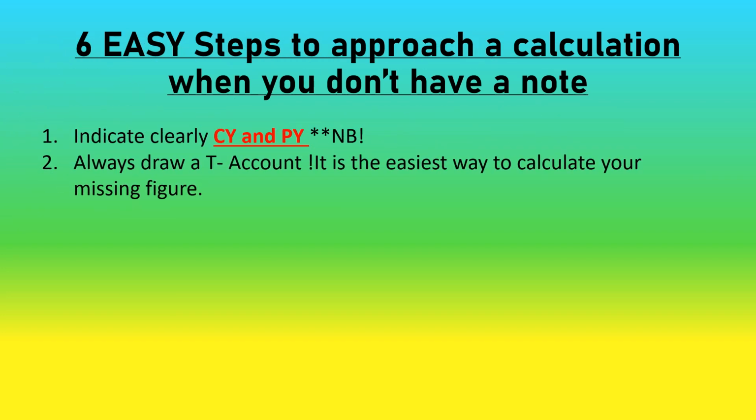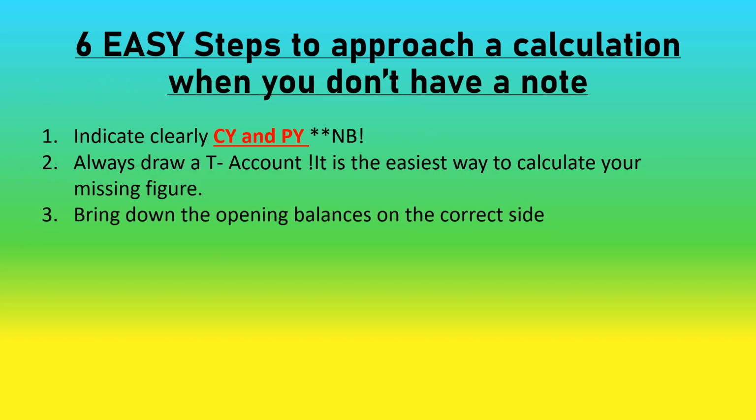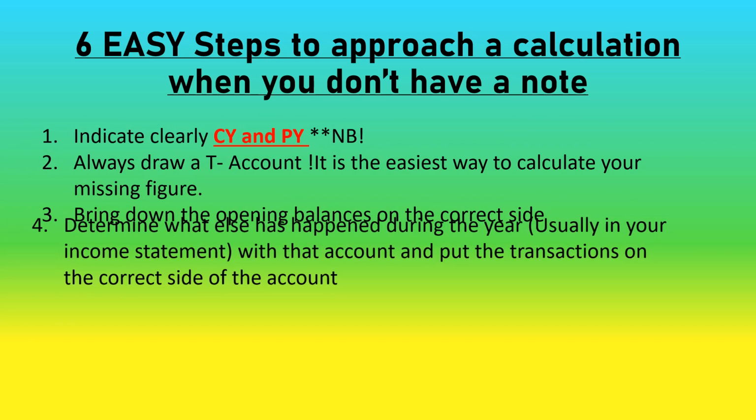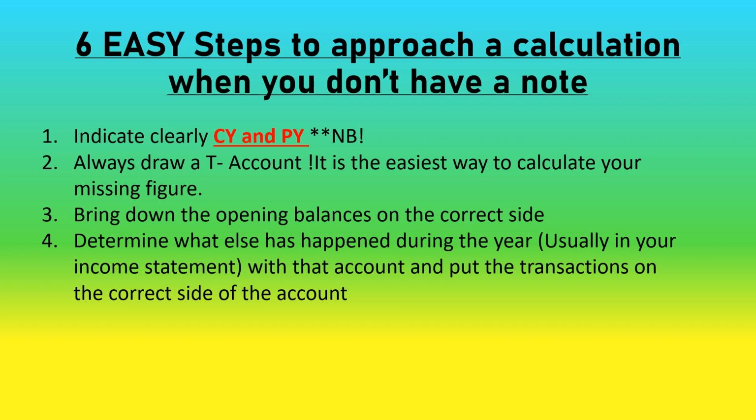Number 2, always draw a T account, no matter what. Even if you require a note, draw a T account. It will always help you find your missing figure. Number 3, bring down your opening balances on the correct side. Number 4, determine what else happened with that account during the year and bring down that number on the correct side of the account. Number 5, balance your account.